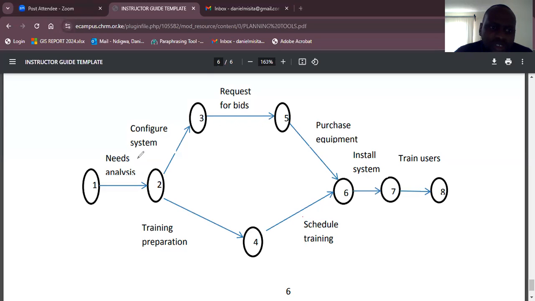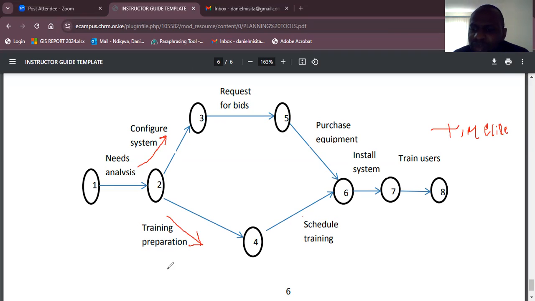You can either decide to use the upward arrow, or you can also decide to use the downward arrow. The downward arrow talks about the need analysis, training preparation, schedule for training, install the system, and train the user. So you have two alternatives that you can use. And this is also very common when you want to implement a certain project. It will help you to understand the different timelines, or the duration, that you need for a particular project.